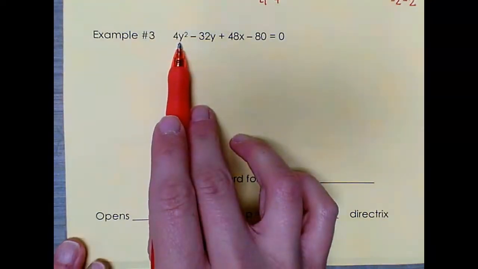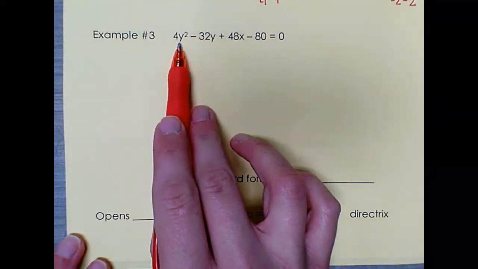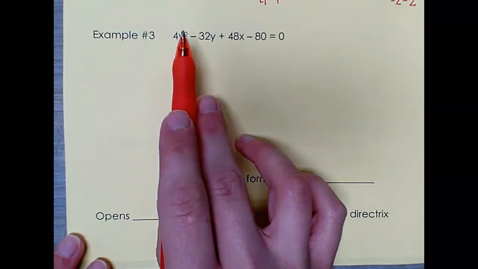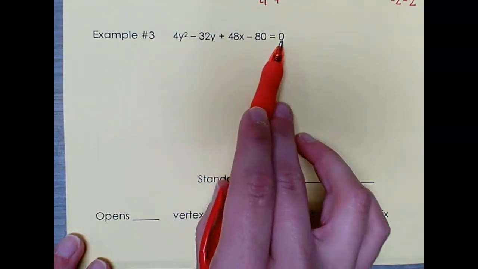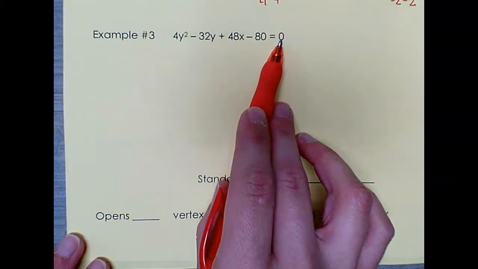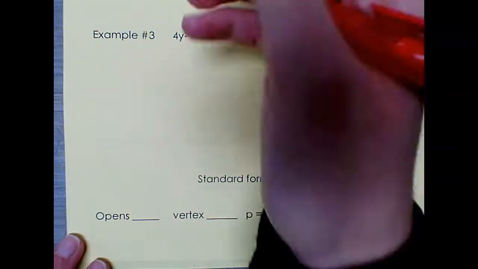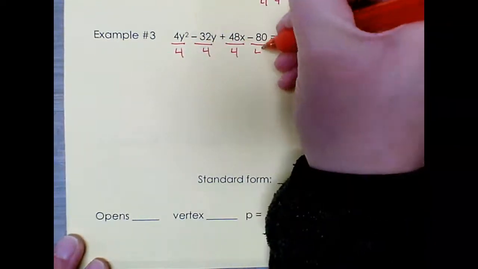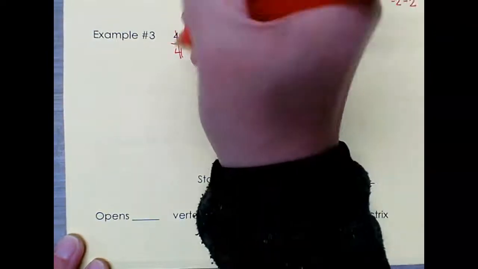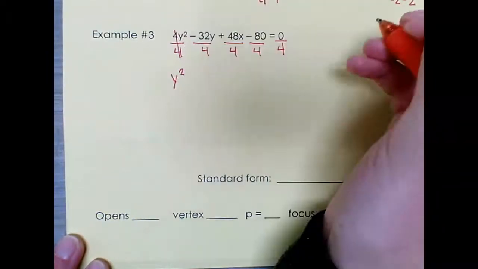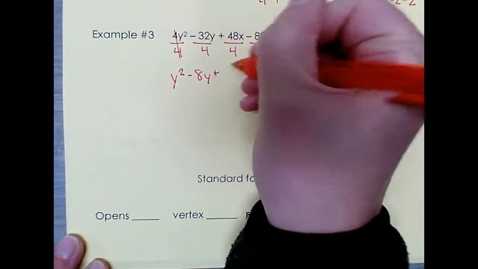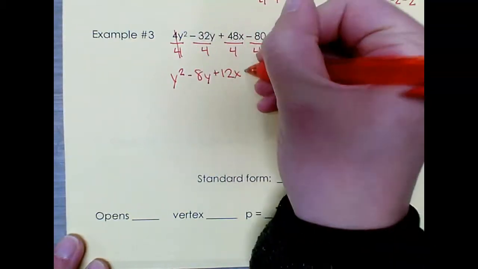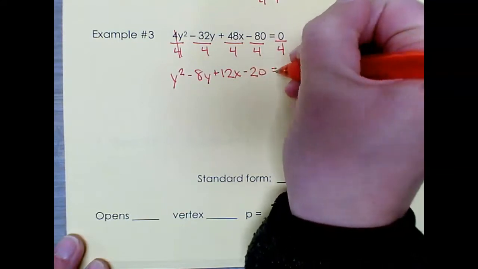Y is being squared, so it's going to open horizontally. I need to divide all of my terms by the coefficient of the squared term, which is 4. So I'm going to go ahead and do that, and then we're going to see if you can finish some things. When you divide by 4, you get y squared minus 8y plus 12x minus 20 equals 0.